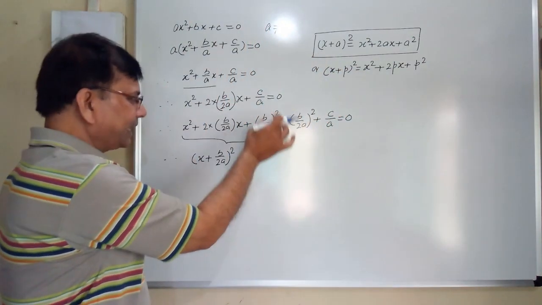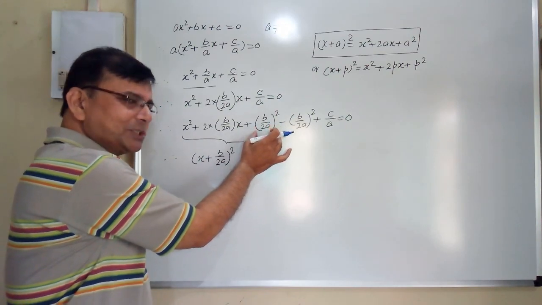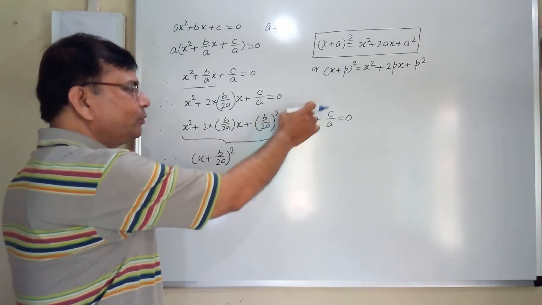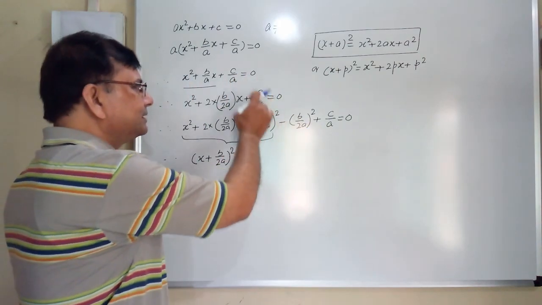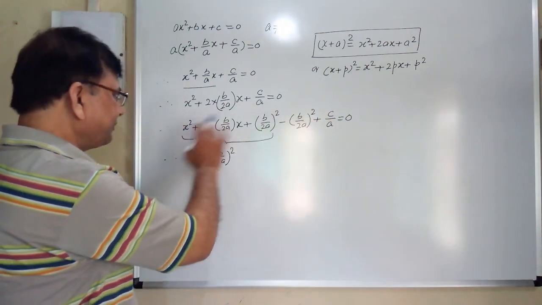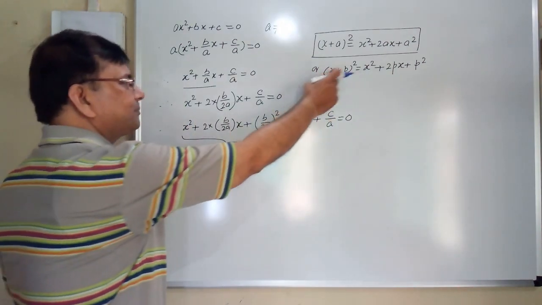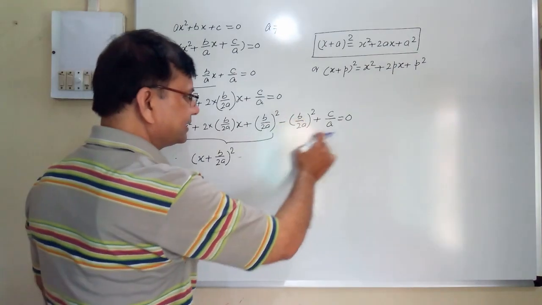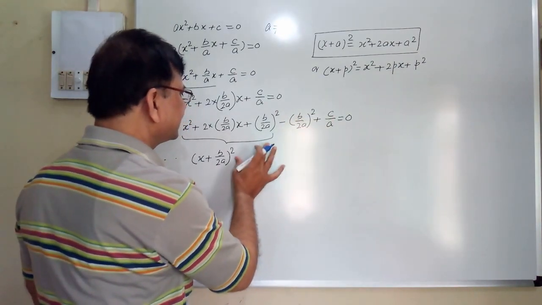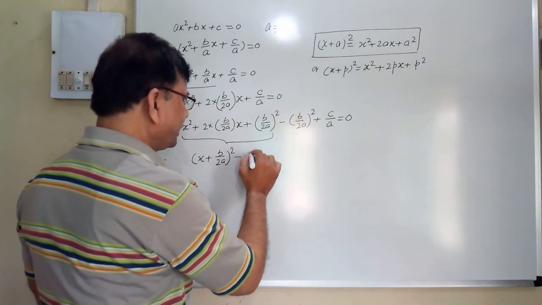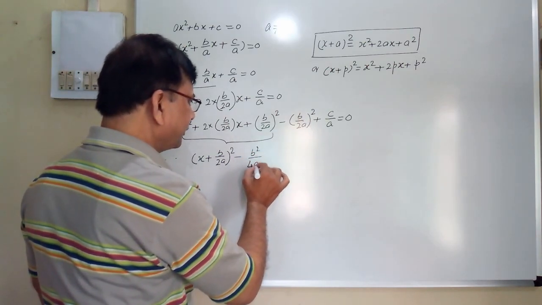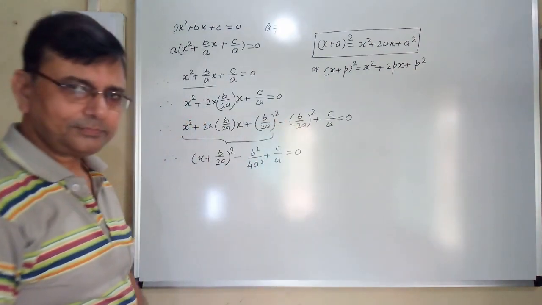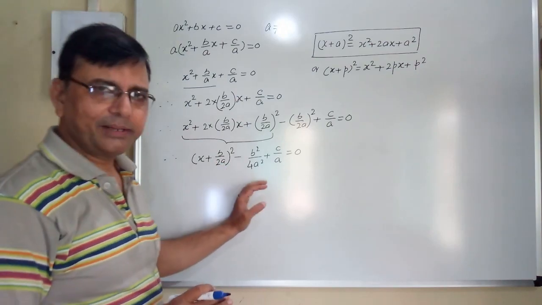So this is p, then I have added p square, and since I have added p square, I will have to subtract this p square also. P means b by 2a. So this 2 will go and we will get the same equation plus c by a. Now this can be written as x plus p whole square, and in place of p we put b upon 2a, minus b upon 2a whole square, that is b square upon 4a square, plus c by a, equal to 0. This much is clear. I don't think there will be any problem.